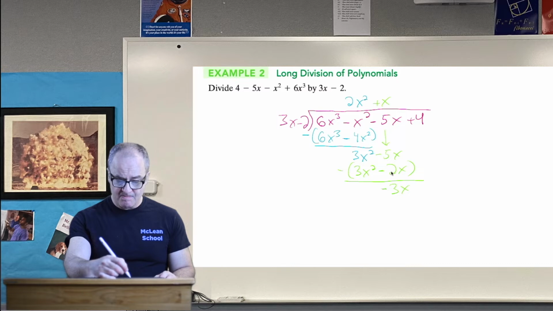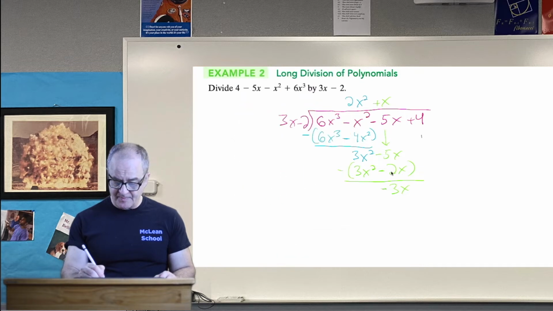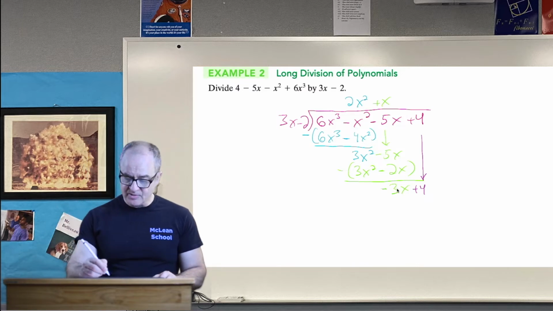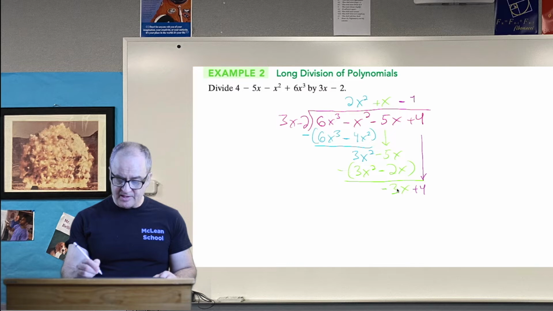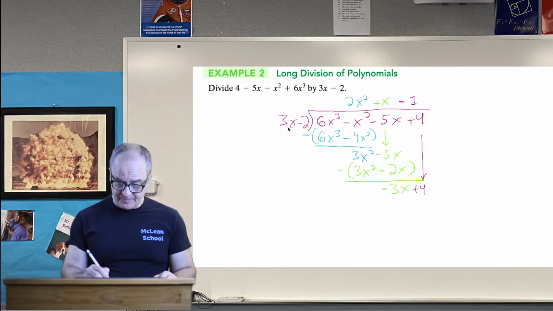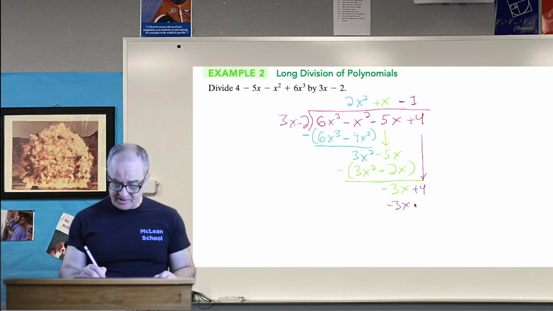And now, let's find a color I haven't used lately. Purple. Won't clash at all. Okay, bring down the plus 4. And now I ask myself, what times 3x would get me negative 3x? And that would be minus 1. Multiply the minus 1 times the 3x, get negative 3x. Distribute to the minus 2 and get plus 2.